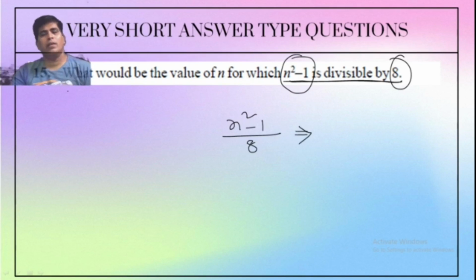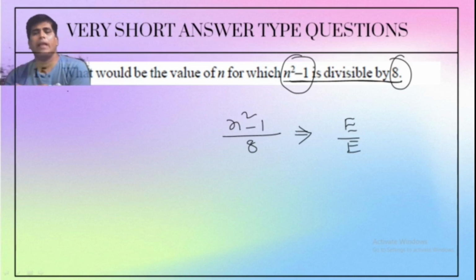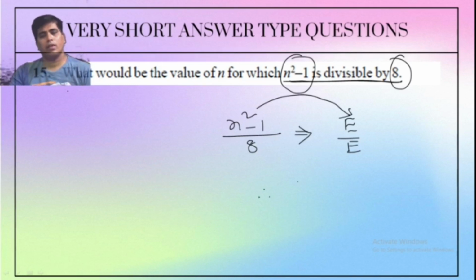It is possible when the numerator is an even number and the denominator is also an even number. Then only it is possible. If it is an odd number, it is not possible. So n square minus 1 is divisible by 8 means n square minus 1 should be an even number. Therefore, I am concluding that n square minus 1 is an even number.